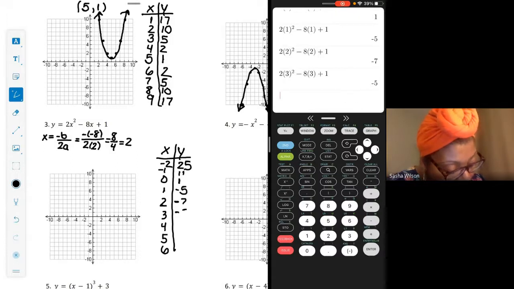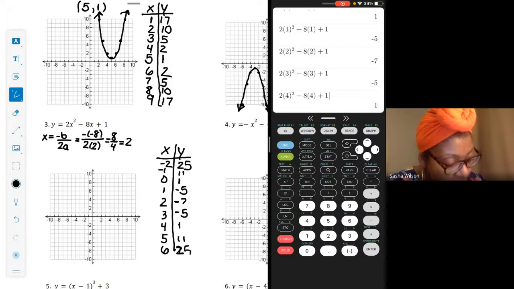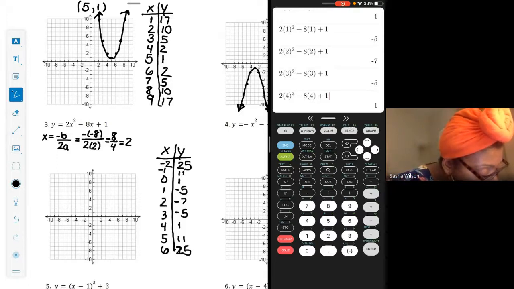And we get negative 5. And if you want to plug in one more, that 4, just to double check, and we get 1, then we will have 11 and 25. Now we can't plug in negative 2 and negative 1, but we can plug in 0, 1; 1, negative 5; 2, negative 7; 3, negative 5; and then 4 and 1.